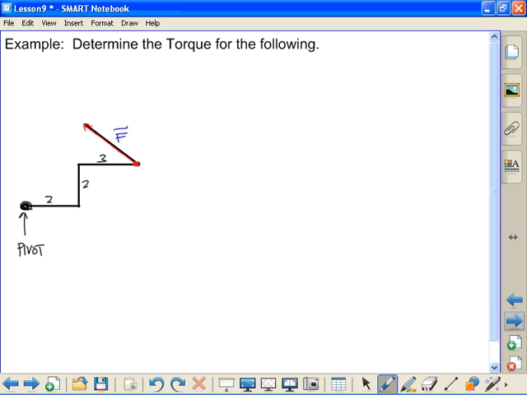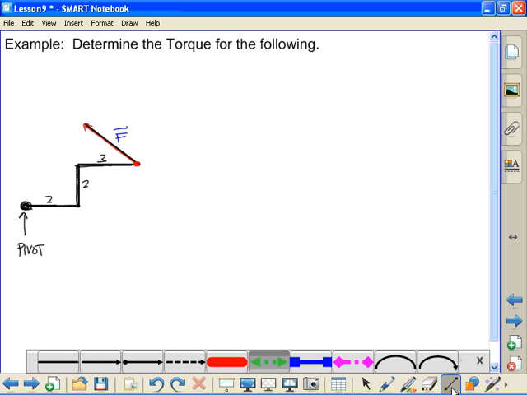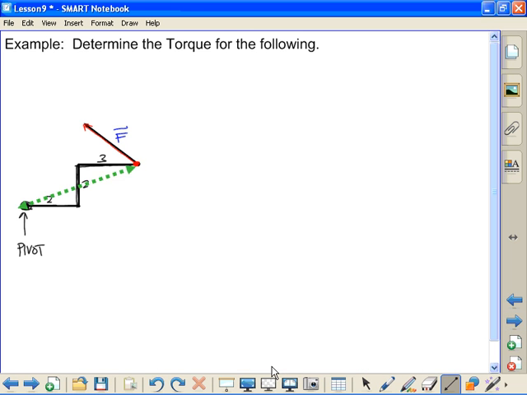The pivot, and here's my wrench. So, in order to solve this question, what is actually your lever arm here? Well, your lever arm is from pivot to point of application, and it's the direct point of application. So there is the lever arm. So we need to find the length of that lever arm.